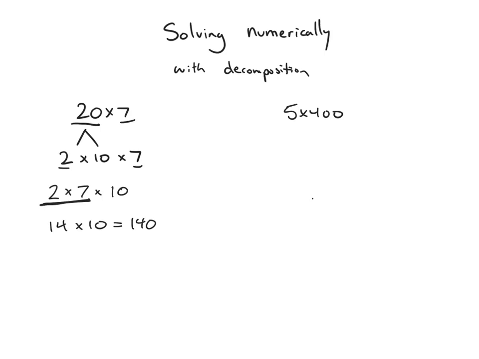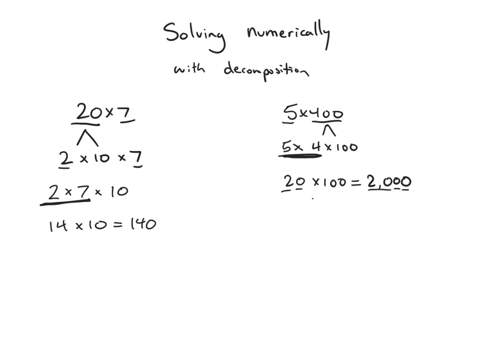Same process for up above. We have one factor of 5 and another factor of 400. I'm going to decompose 400 into 4 times 100, and I'm still multiplying by 5. So now I can solve 5 times 4, which is 20. I'm still multiplying by 100. And I know that 20 times 100 is going to equal 2,000 because I'm shifting the 2 and the 0 over two place values.